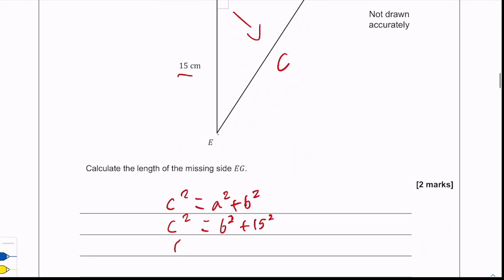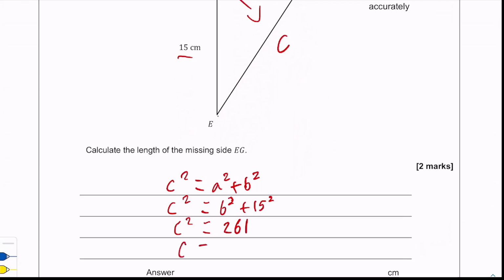Then C squared is equal to, and I'm going to grab my calculator for this, 36 plus 15 squared, which is 261. Therefore C is equal to the square root of this, which is to one decimal place 16.2 centimetres.